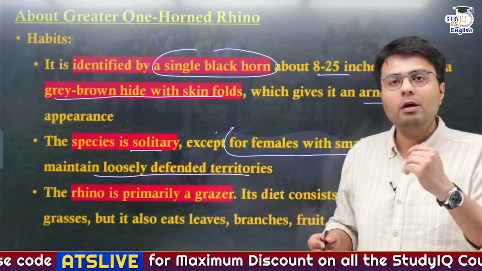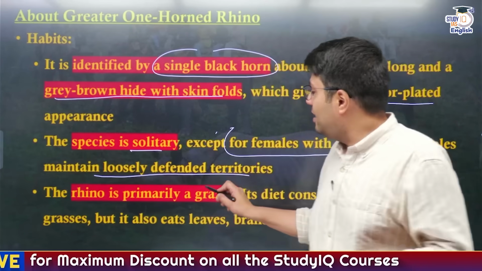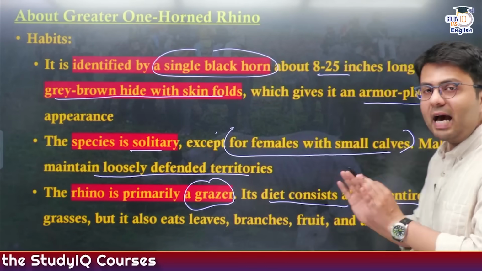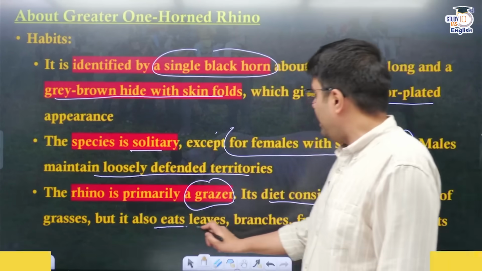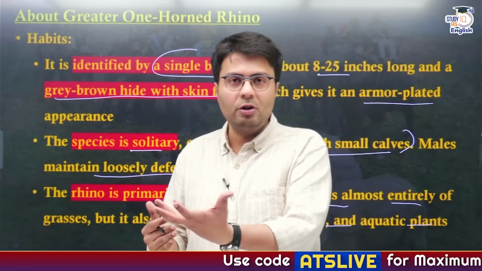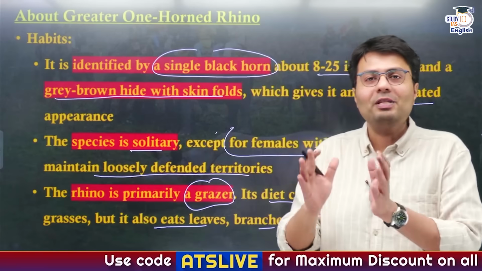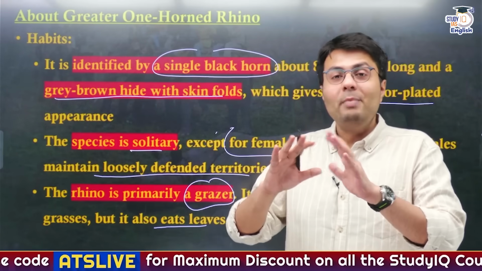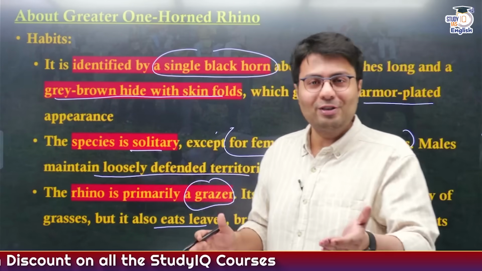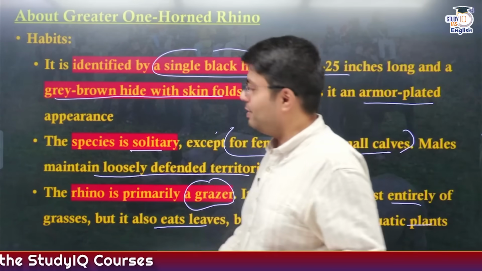Now, in terms of dietary preferences, the rhino is primarily a grazer because its diet consists almost entirely of grasses, but it also eats leaves, branches, fruits, and aquatic plants. So basically, these are herbivorous animals. So you can understand that when many people say you require more meat to have a high protein diet, this would obviously be false, because this species, although it looks tough, is primarily herbivorous.